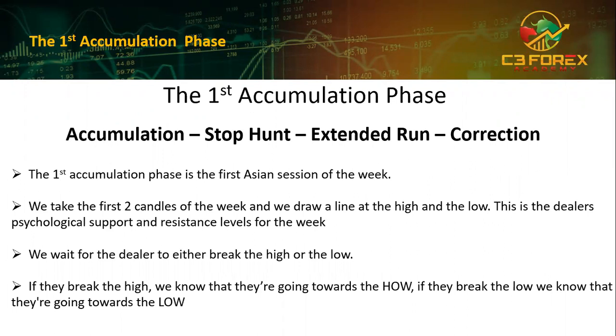All right, so the first accumulation phase is the first Asian session of the week. We take the first 2 candles of the week and we draw a line at the high and at the low. This is the dealer's psychological support and resistance levels for the week. We wait for the dealer to either break the high or the low. If they break the high, we know that they're going towards the high of the week. If they break the low, we know they're going towards the low of the week.